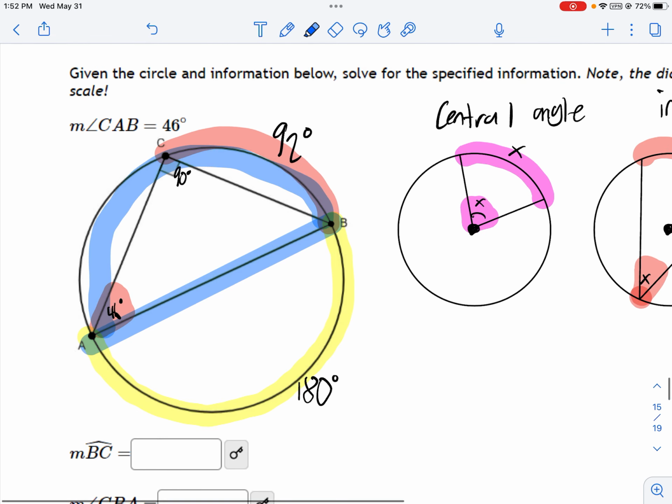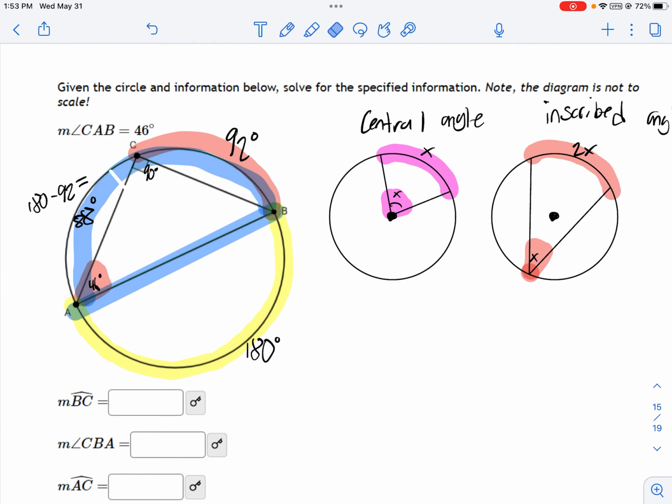And we know automatically that if one side is 180, the other side also has to be 180 degrees. Well, if we know that this part of the 180 is 92, all we have to do is take 180, subtract the 92, and that'll give us the remaining portion of the arc. So we should end up with 88 degrees as the other section. So one part is 92, here's 88, and the whole thing adds up to 180.